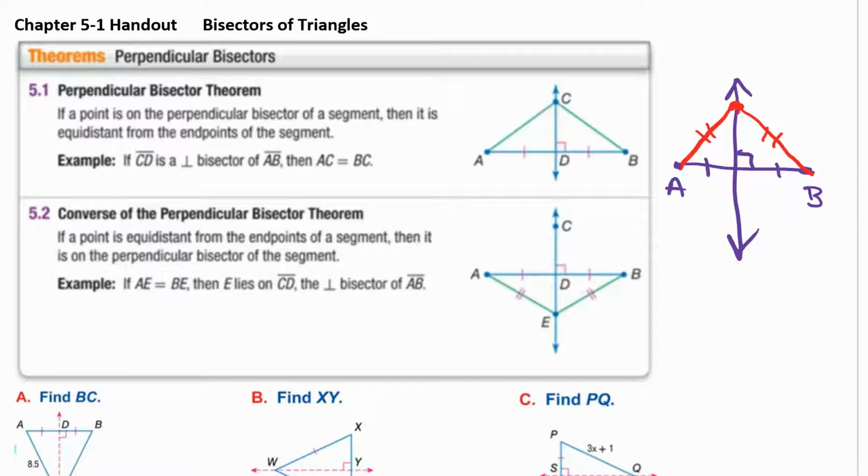The converse tells us the opposite way, that if we have a segment, call that AB, we cut it with a line that we know is perpendicular. If we pick a point on that line and we draw segments to the endpoints of the segment, and those are congruent, then we know that it is a perpendicular bisector.